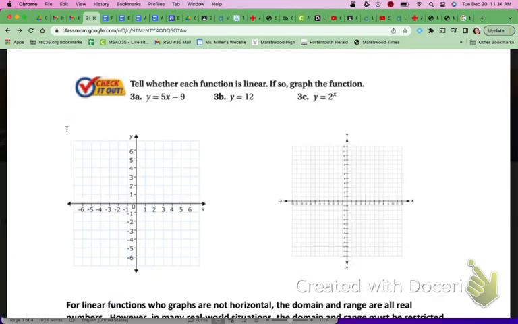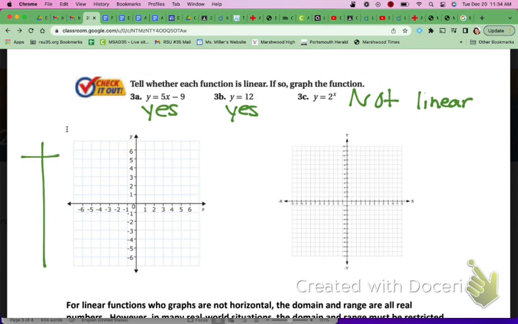So for those of you who are confused, which one out of the 3 is not linear? C. Okay, so let's ignore that one. So that one's not linear. So now if the other ones are, we can make a table of values for 3a. So let's pick 1. So I think if I go in the negatives, I'm going to not be on the grid. So when I plug in 1, what do we get for my output? -4. So then I can plot the point 1, -4 on my graph.